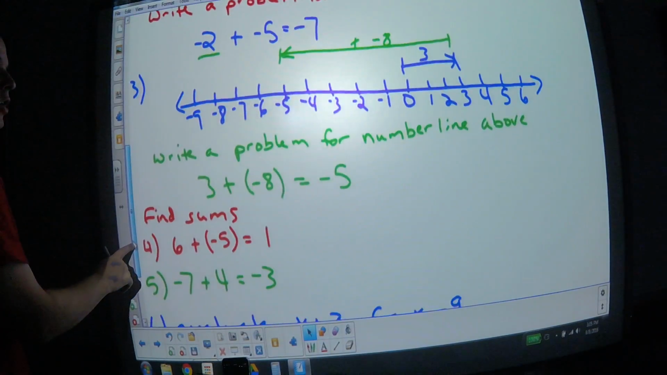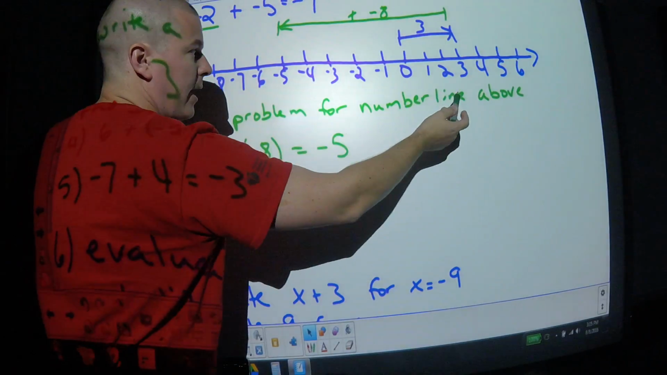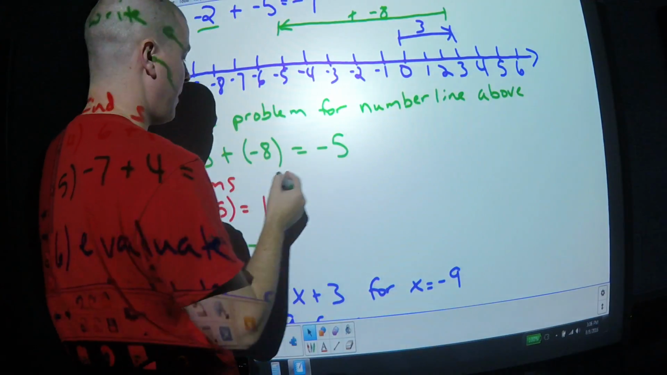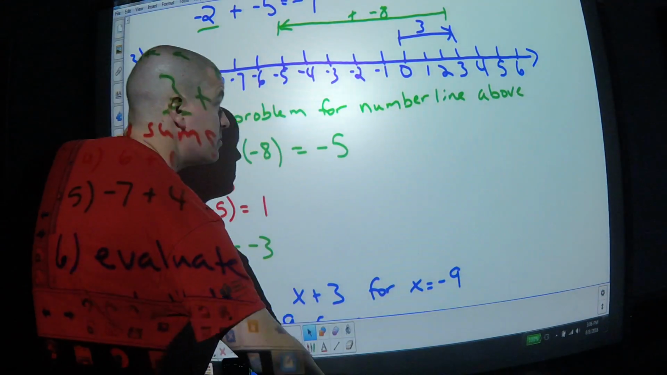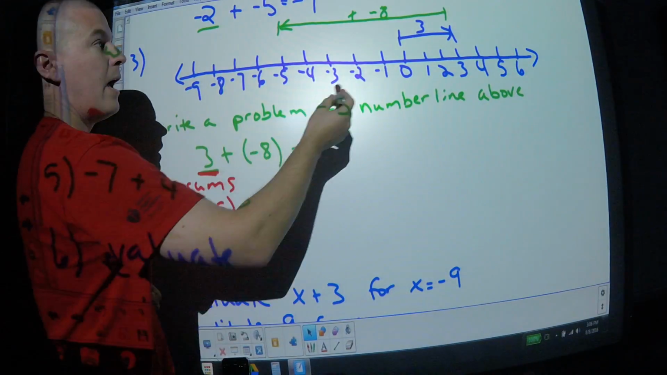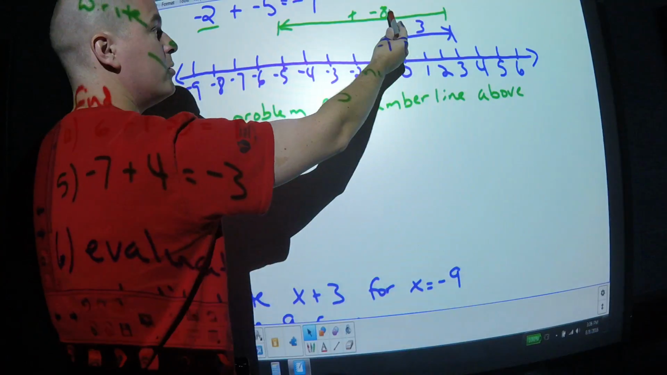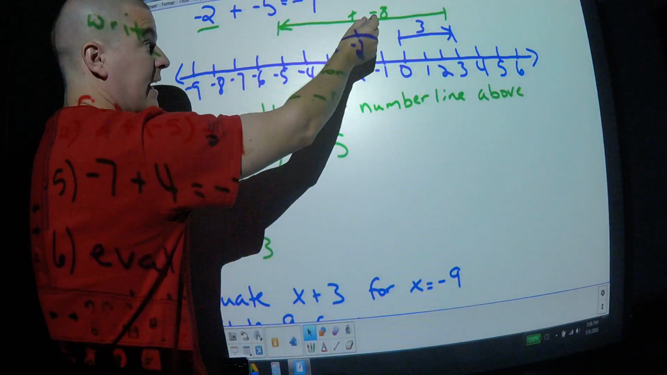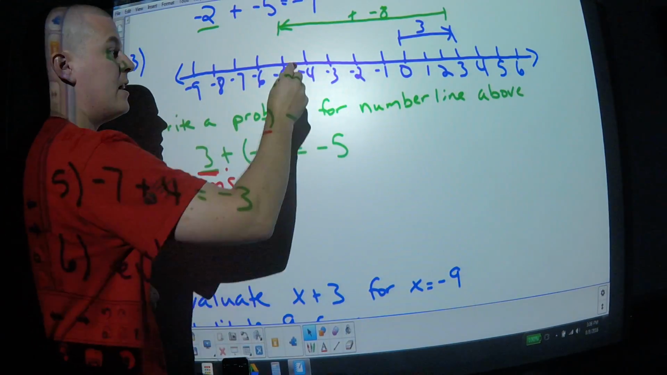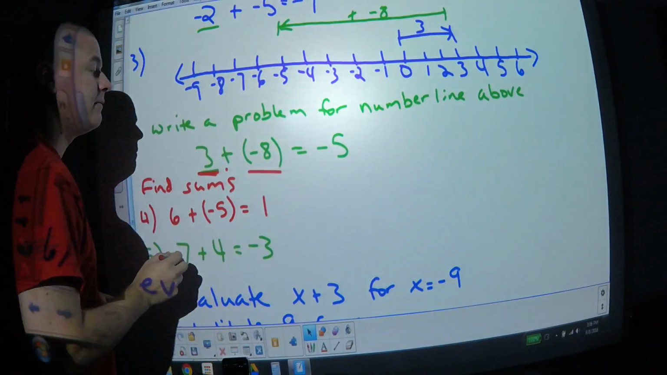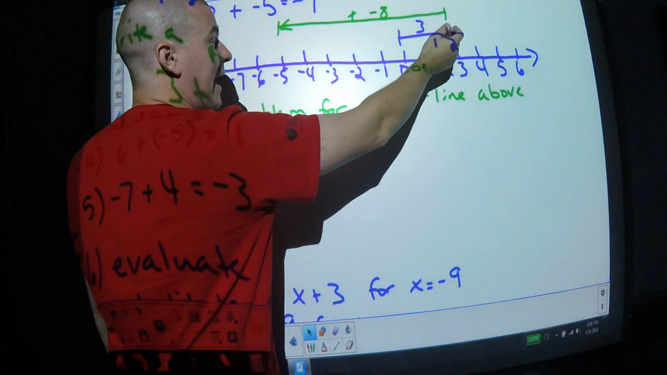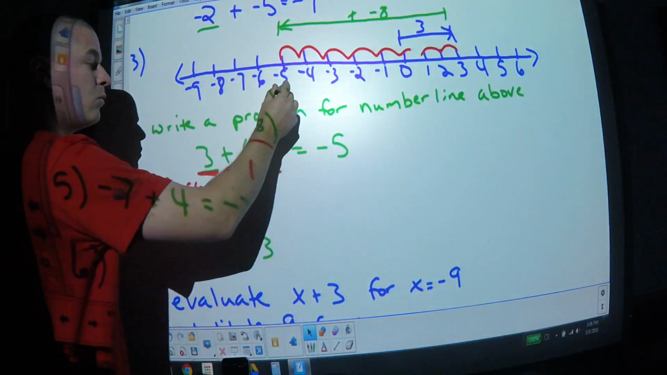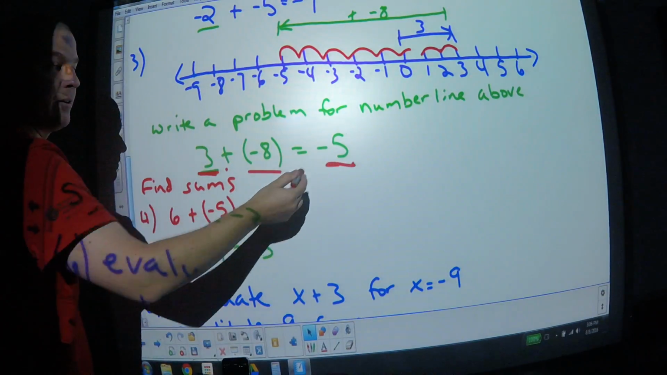Okay? Looking at number 3, write a problem for the number line above. Remember, start at 0, move from 0 to 3. So that means my first number is 3. I'm using a different one since this is green. Then move from 3, it says I'm going to add a -8, so plus is my operation. -8 is my second number. And then where it ends is my answer, -5. So I moved from 3 back 8 places, 1, 2, 3, 4, 5, 6, 7, 8, which would be -5. And that's where the -5 comes from.